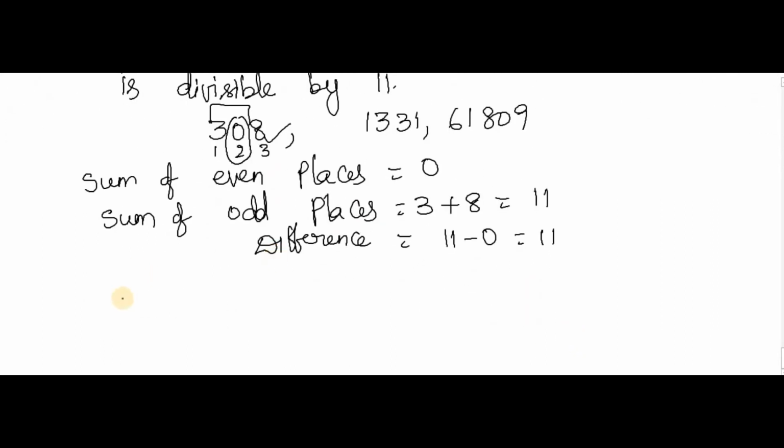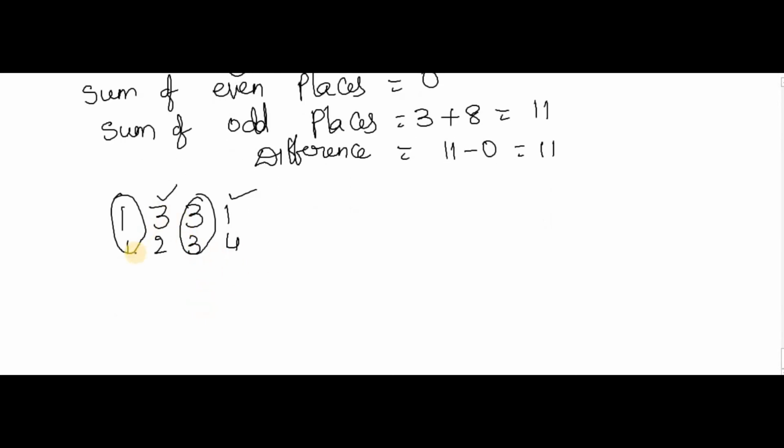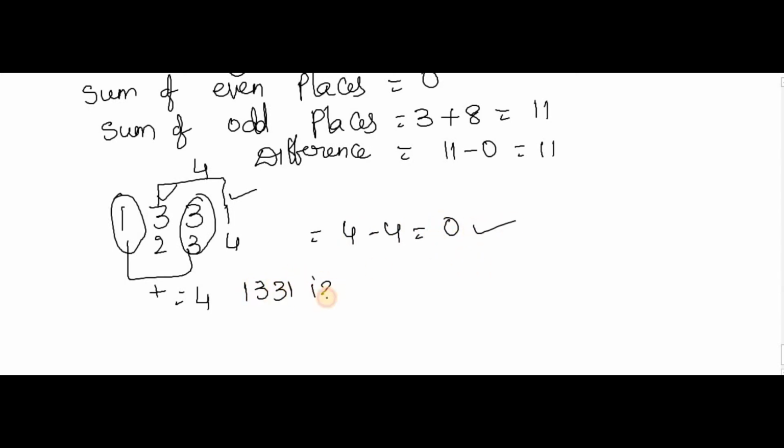Now in the same way for 1331. So 1, 2, 3, 4. In this the even places are 3 and 1 and odd places are 1 and 3. Now we will find the addition of this. 1 plus 3 is 4 and even places addition is 4. So subtraction is 4 minus 4 is equal to 0. So 1331 is divisible by 11.